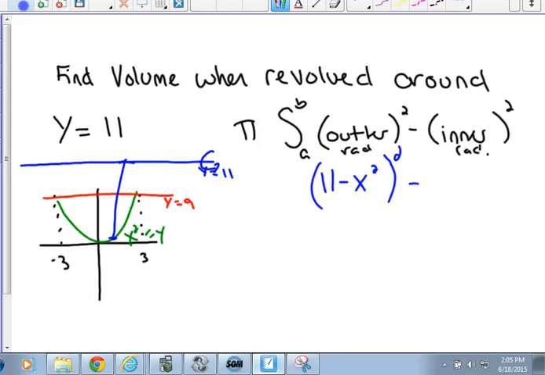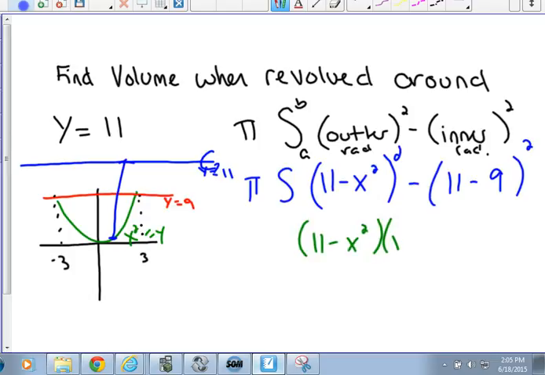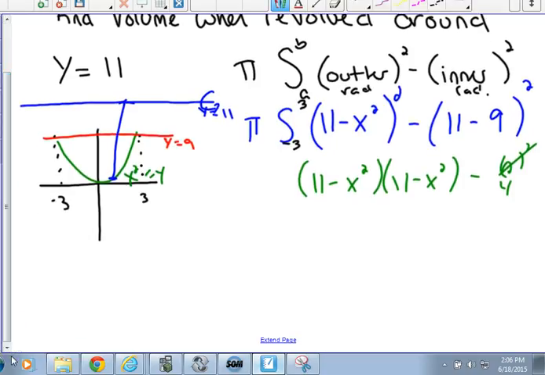Now, with your inner radius, anybody know how you're gonna represent that one? 11 minus 9. Oh, I did 9 minus x squared. All right. So we need to FOIL this. It's gonna be long. 2 squared is 4. I hate doing all the work. Some of these are a little long. Did you know 11 times 11 was 121?